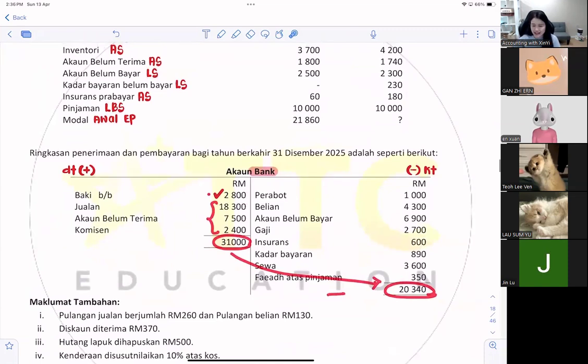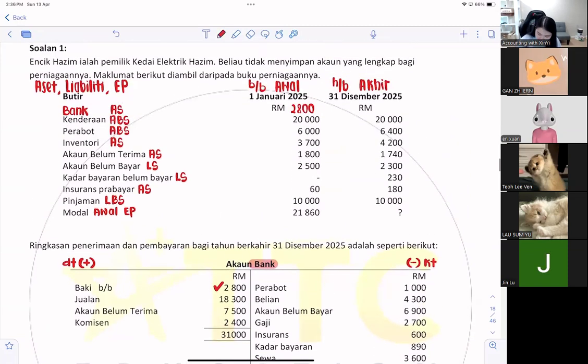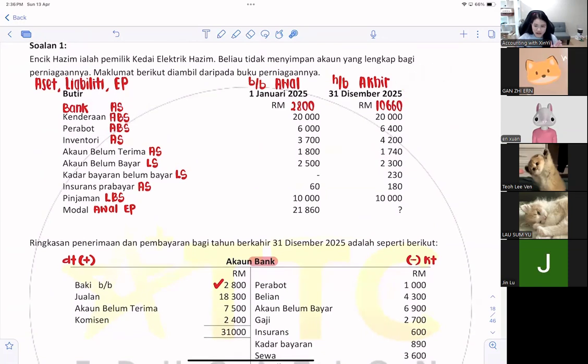10,660, yeah, baki RQ. So usually we have to count ourselves, but the question actually did the total for both sides for us. So we just need to compare the total lah, then you can find the baki HP out already. Okay, so perfect. It's very quick over here. So we will put the 10,660 to the 31st December. So here we will use it later for penyata kedudukan keuangan. Is that okay?